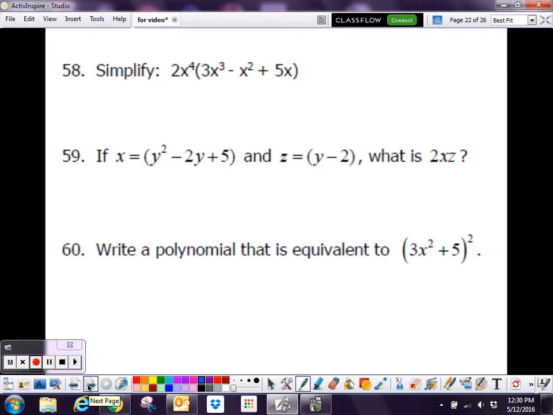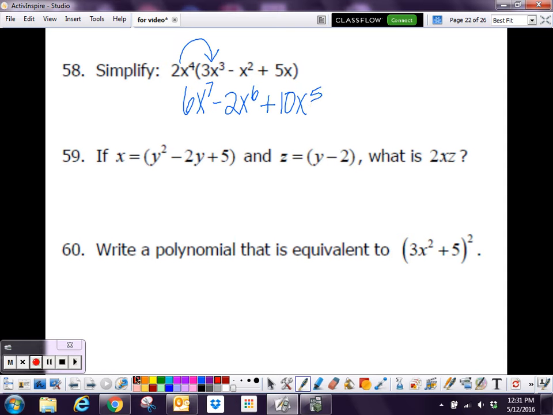58. Simplify 2x to the 4th times all of that stuff. So here we go. We're going to take this 2x to the 4th and distribute it. Remember, when you multiply, you add exponents. So that's 6x to the 7th minus 2x to the 4 plus 2 is 6 plus 2 times 5 is 10. X to the 4th and x, that's x to the 5th. We don't have any like terms there.